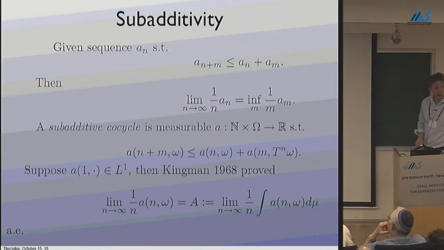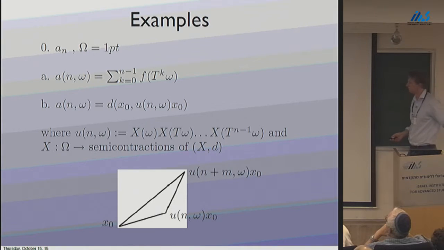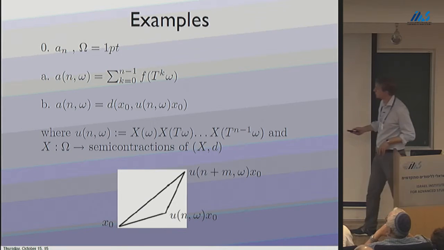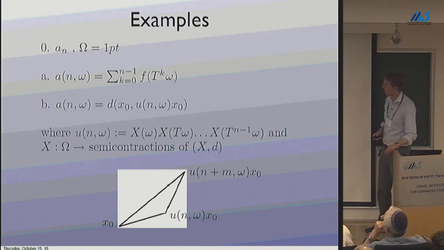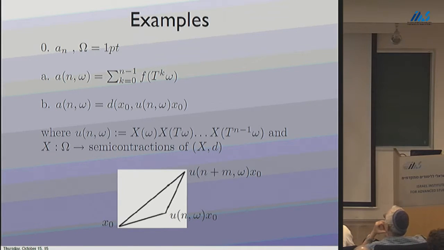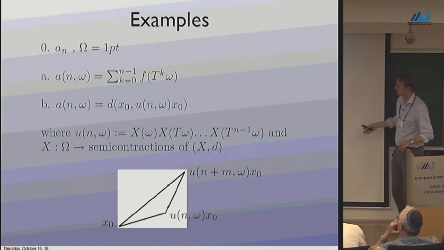So this is a very useful theorem, and there have been simplified proofs by Katznelson, Weiss, Keane, and other people. So that's a well-known theorem. As examples, the first one is, okay, stupid: omega is one point, so you are back to the sequence of numbers. The other one shows why it's an extension of the Birkhoff ergodic theorem. Because if I define a_n like this, it will not only be subadditive, but actually additive. And all additive cocycles are of that form, with f in L1.